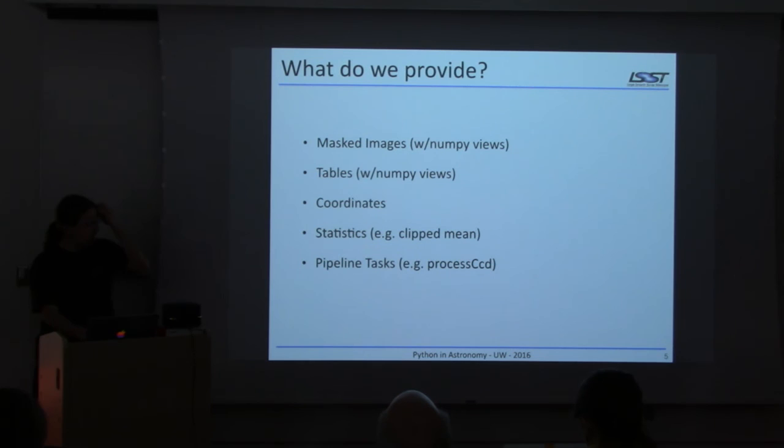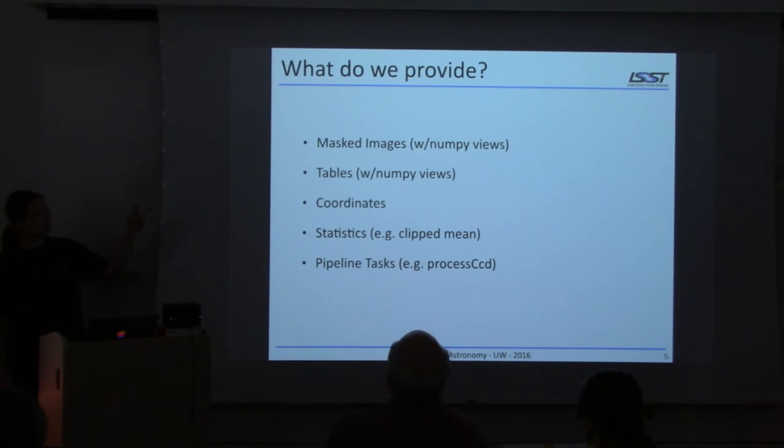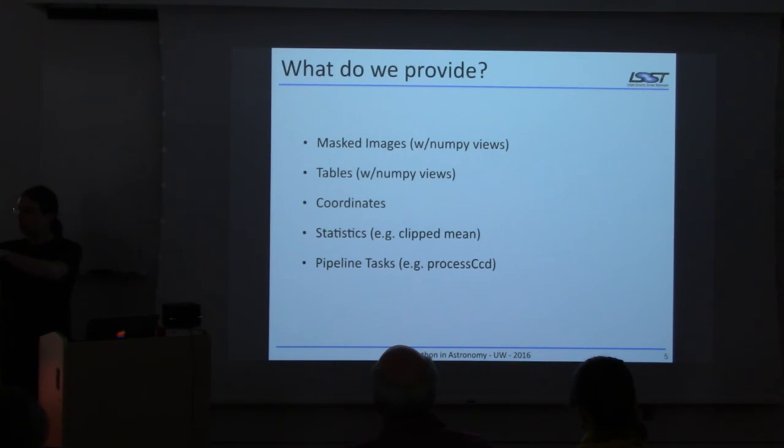So what do we provide? We provide masked images, tables, coordinates, statistics, and I bring up statistics here because we have some tools that we don't think anybody else provides, like clipped mean over large images for stacking. And we have pipeline tasks. Process CCD is one of them, so that you can chain all of your tasks together, all of the things that you want to do, and have them all just go. The output from this one goes into this one, which goes into this one, and so on.